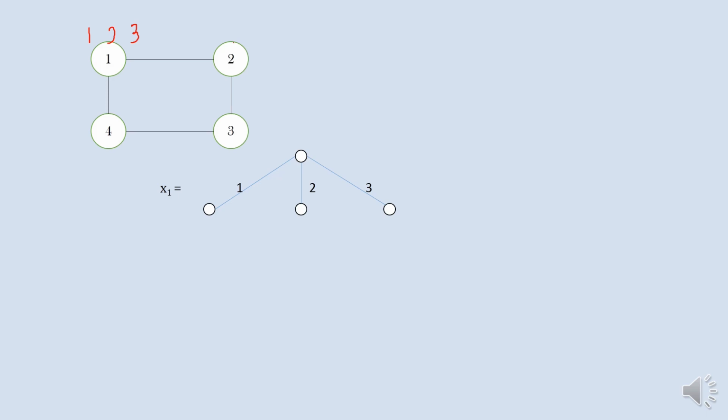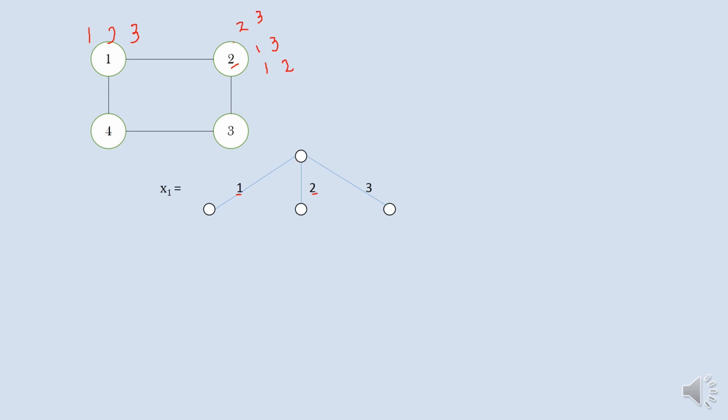Next is vertex 2. This vertex 2 is adjacent to vertex 1. So when I have the color 1 for vertex 1, then vertex 2 can take only the colors 2 or 3. When vertex 1 has taken the color 2, then either the color 1 or 3 can be chosen to color vertex 2. And if vertex 1 has been colored with the color 3, then the remaining two colors, that is 1 or 2, can be used to color vertex 2.